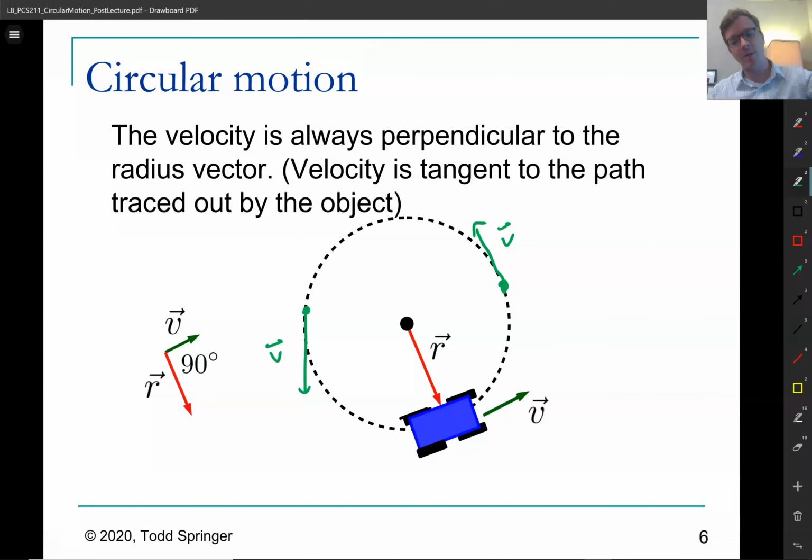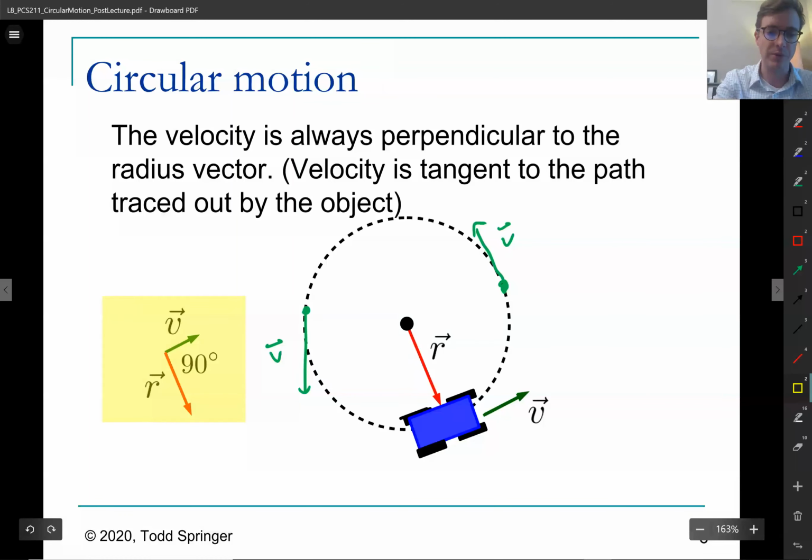So the radius vector goes from the center of the circle to where the object is. The velocity is tangent to the circle. And hopefully it's not too hard to see that those two things are therefore perpendicular. So the radius vector r, which goes from the center to the position of the object, and the velocity v are perpendicular to each other. There's 90 degrees between those two.